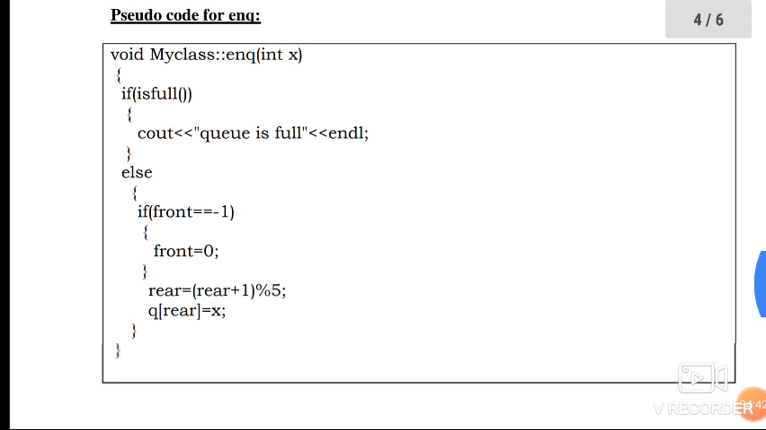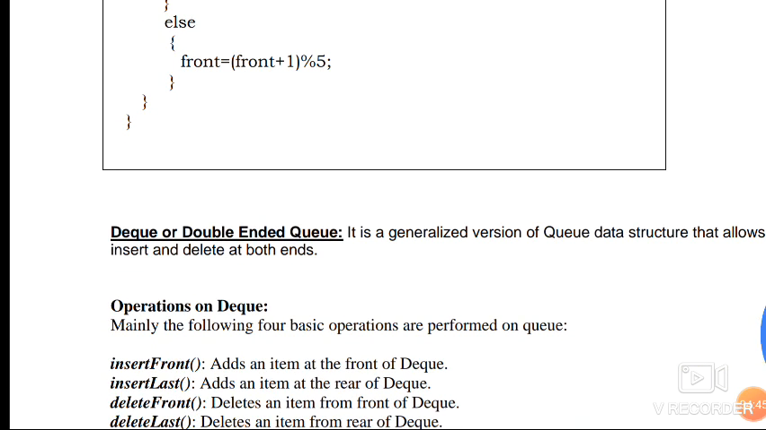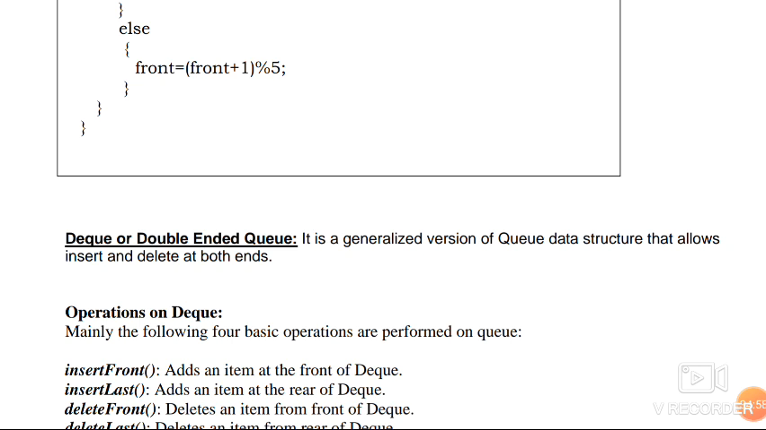Okay, the next type of queue is the double-ended queue. In short, it is also known as DQ. It is a generalized version of the queue data structure which allows insert and delete at both ends. This is the special property when we make use of a double-ended queue, as the name suggests. In case of a normal queue, we perform the insert operation from the rear side, and we perform the DQ operation from the front side.